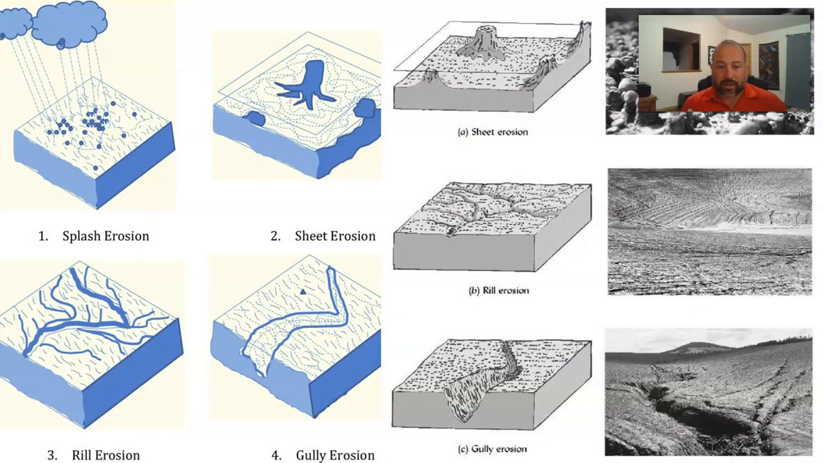So here are just some examples of what we're talking about. We'll start out with sheet erosion, and that's the idea of a whole piece of the ground moving away or being moved out of the area.